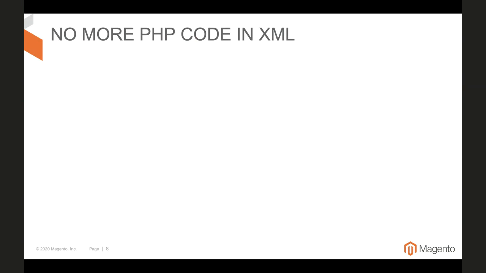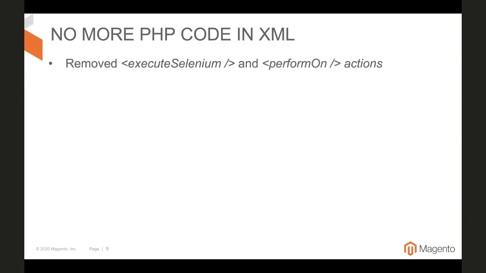Previously, we had two actions in MFTF called executeSelenium or performOn actions, and we removed those actions. Those actions gave you a possibility to write a callback function, which you can put into XML. It will generate this function back to PHP, and it will be executed. We had several usages of these actions.